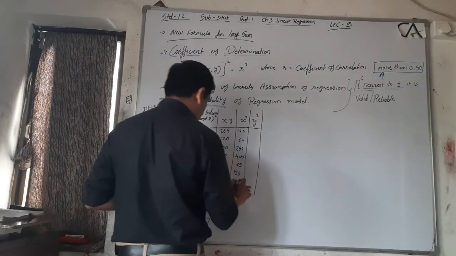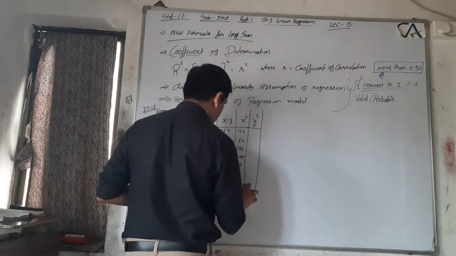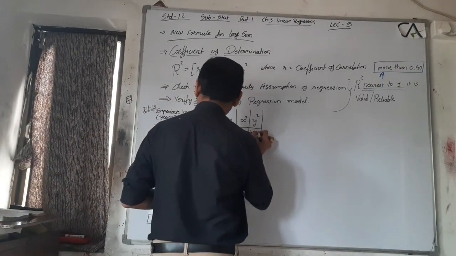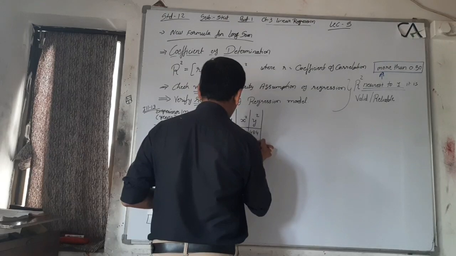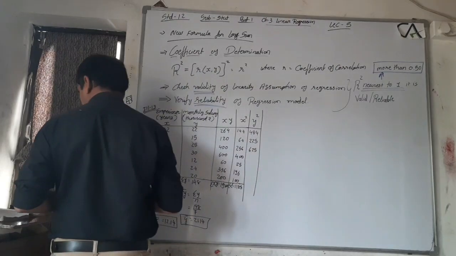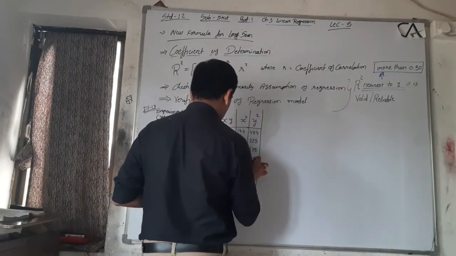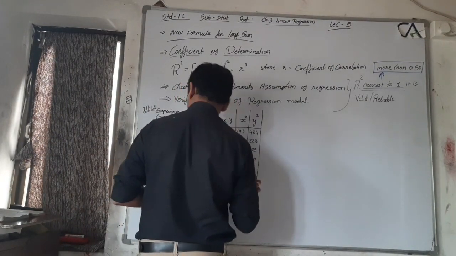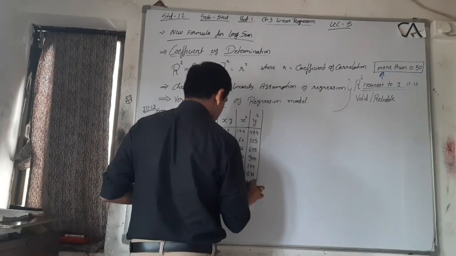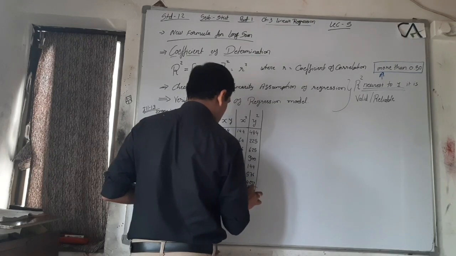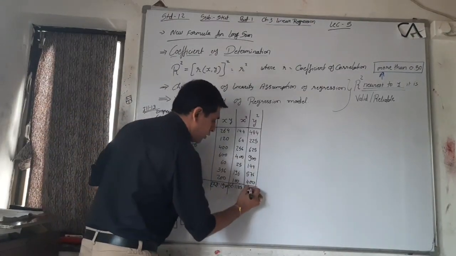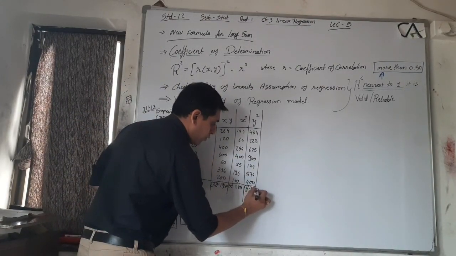Sigma x square is equal to 1185, y square 484, 225, 625, 900, 144, 576, and 400. Sigma y square is equal to, make the total, it is 3354.